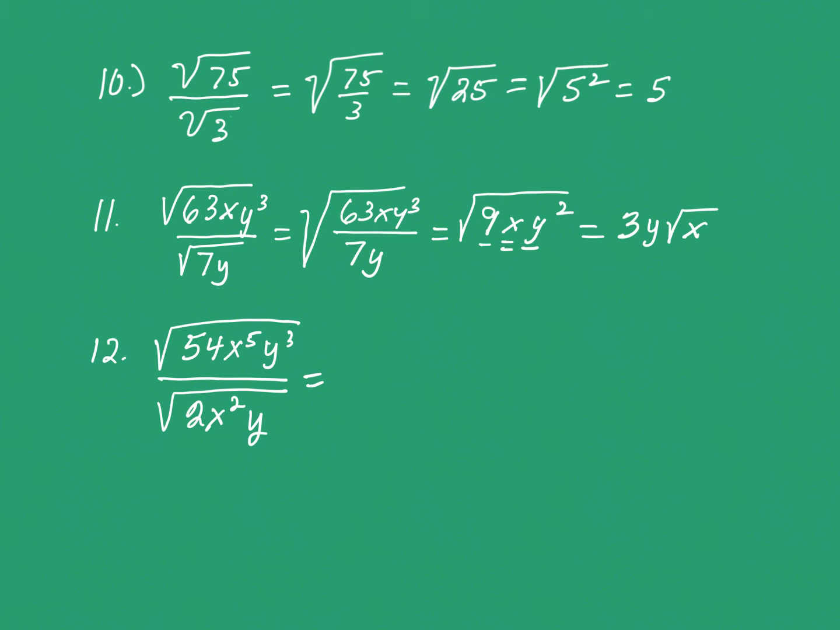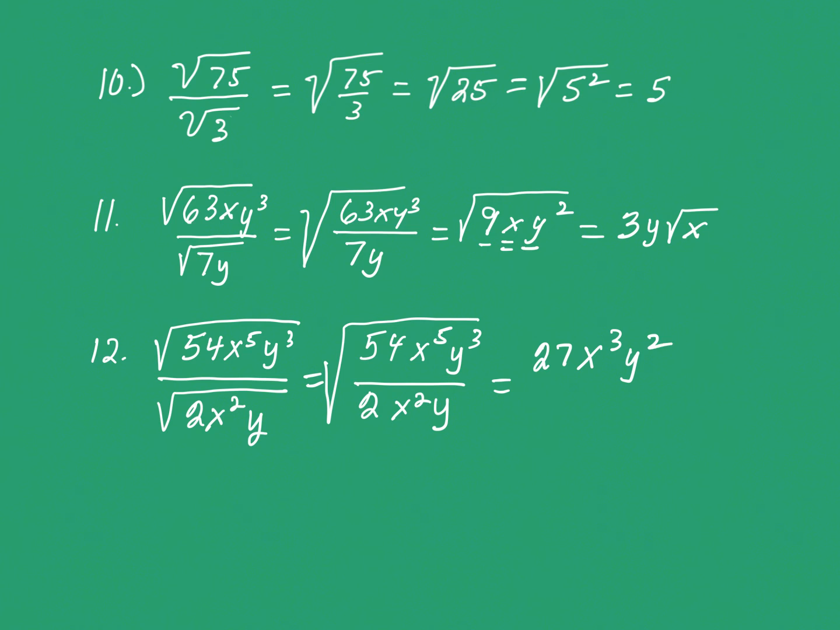Okay, we have the same index, so we're going to have 54x to the 5th, y to the 3rd power divided by 2x squared times y, and we have the same index. So we can divide. 54 divided by 2 is 27. x to the 5th divided by x to the 2nd, you have to subtract the exponents. So you have x to the 3rd. You have y to the 3rd divided by y, so you can subtract the exponents. You have y squared. And you're going to get the square root.